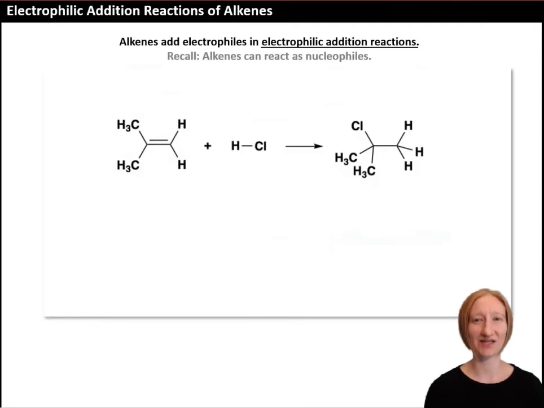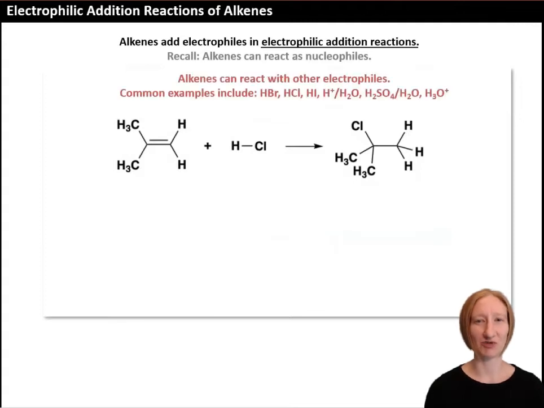And so an alkene can react with an acid like HCl to form a new carbon-hydrogen bond and a new carbon-chlorine bond. Alkenes can also react with other acids like HBr, H2SO4, H3O+, and so on. And remember that we draw a curved arrow from the nucleophile to the electrophile. So here from the alkene to the hydrogen or the proton of HCl.